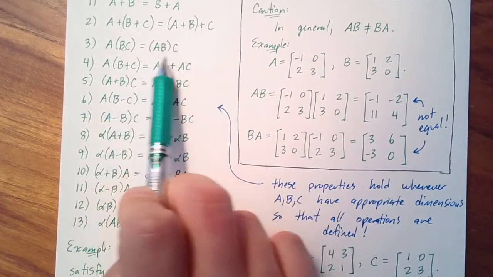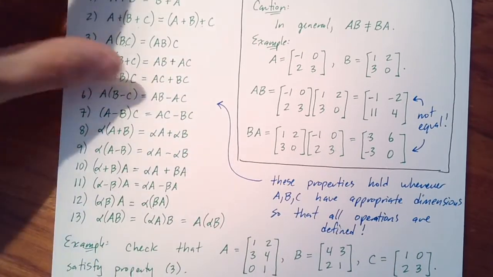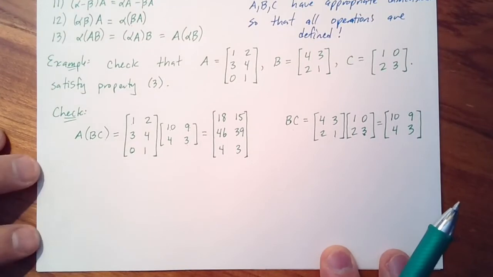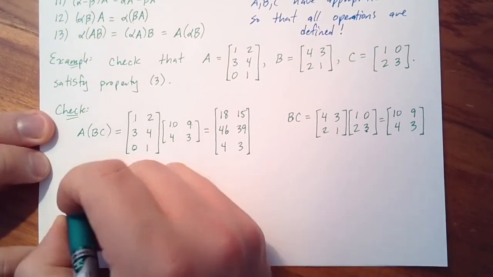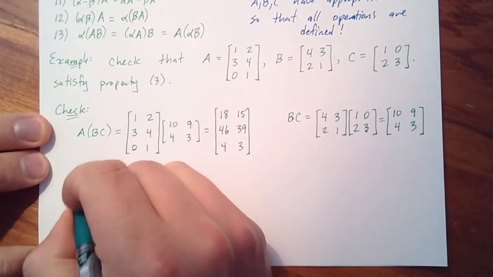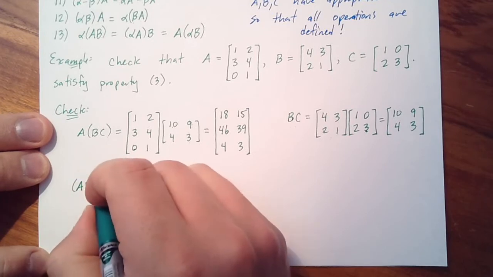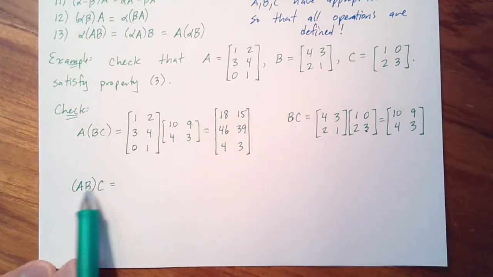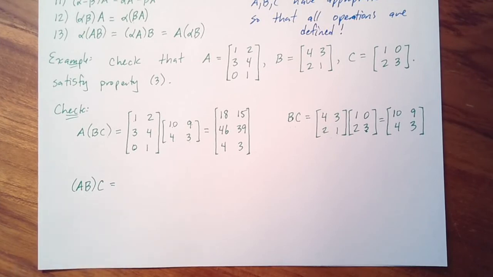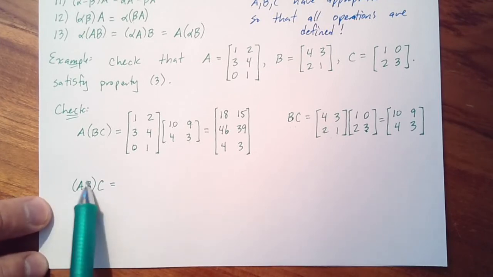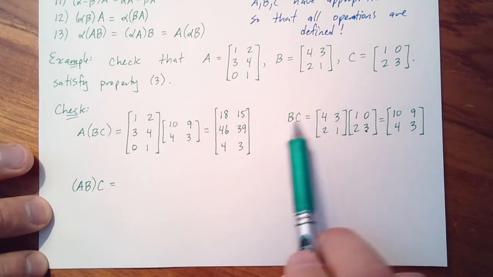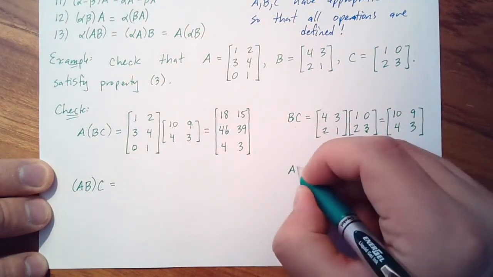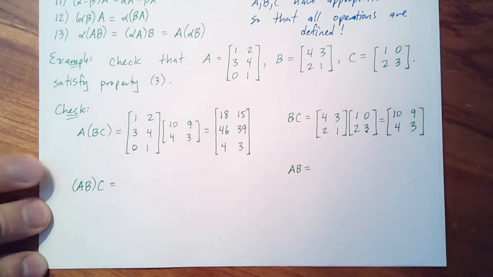So now let's work out the right-hand side and see if we get the same thing. By this property, we're expecting to get the same thing, but let's see if we actually do. So to work it out carefully, we're going to multiply A and B first, and then multiply the result by C. So this is the right-hand side of the equation in property 3. So now we have to multiply A and B first. So I'll just copy the same trick I did over here. I'm just going to move over to the side of the page a bit and multiply A and B carefully.